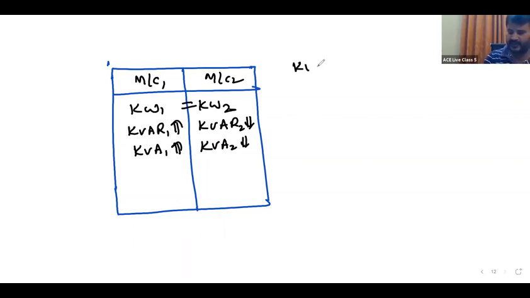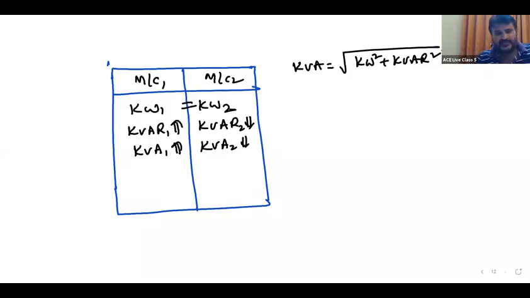Why kVA? kVA is equal to the square root of kW square plus kVR square. Therefore, when kVR is increased, kVA also will increase. kVA loading will increase; it will take more reactive loading. kVA1 will increase, kVA2 decrease. What happened to current? IA1 will increase; earlier both are the same. IA1 increases, IA2 will decrease. Why? Because ISY is aiding the first machine.